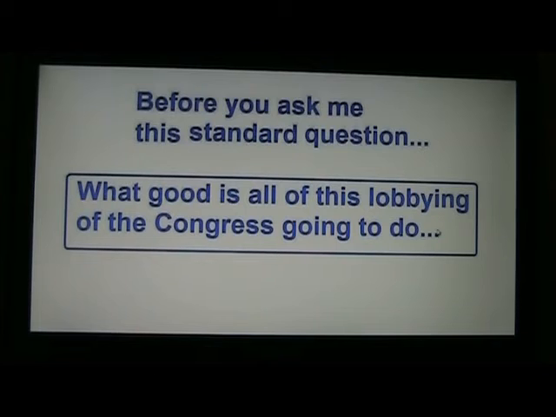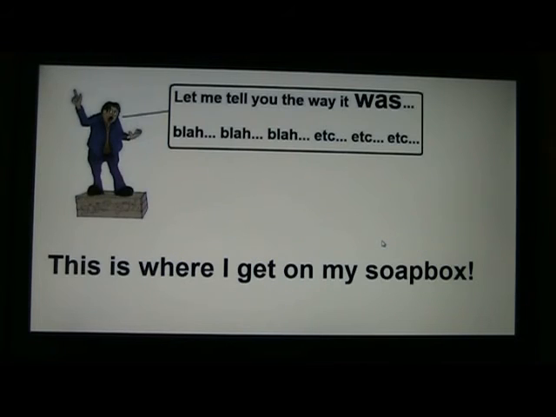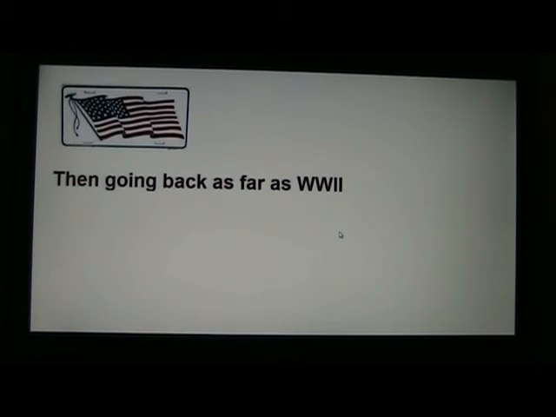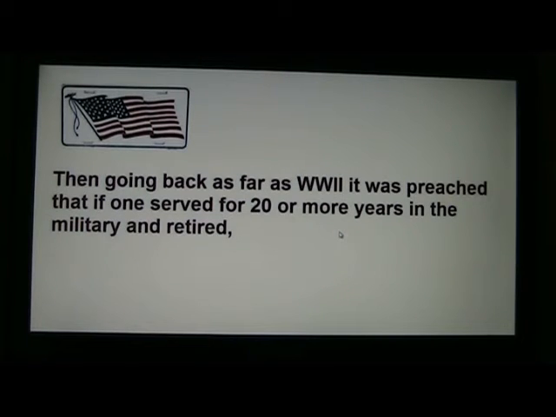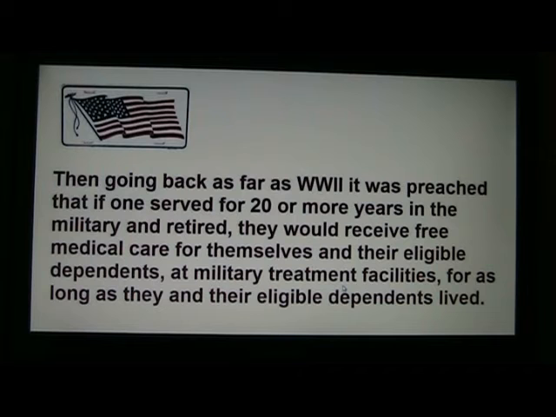Before you ask me this standard question, what good is all of this lobbying of the Congress going to do? Let me give you a good example of what grassroots lobbying did for the military retiree community. This is where I get on my soapbox. It has always been preached that the United States has the most comprehensive system of assistance for veterans of any nation in the world. Then, going back as far as World War II, it was preached that if one served for 20 or more years in the military and retired, they would receive free medical care for themselves and their eligible dependents at military treatment facilities for as long as they and their eligible dependents lived.